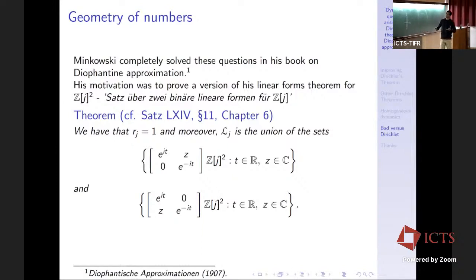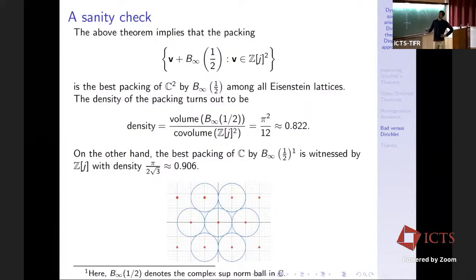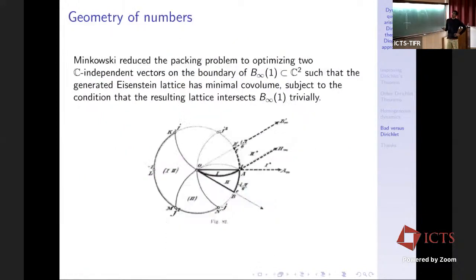In some sense, it decomposes as a product, because Zj is the best packing of the disk. Yeah, this is a picture from Minkowski's manuscript. Okay, he proved it. Yeah, whatever.